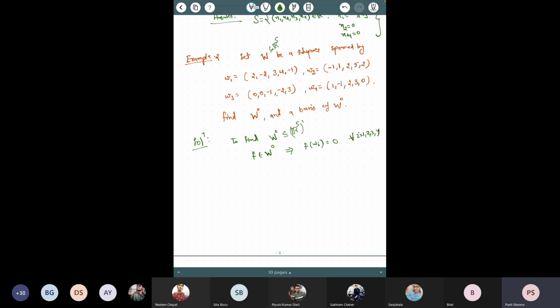Now, can you recall something? We have proved a result that every linear functional on a vector space is given by coordinates. Can you recall something? No, no. So let me write this.